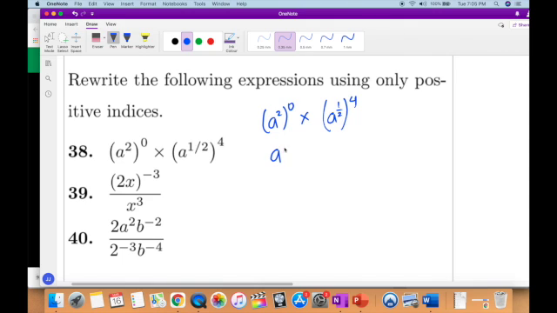So this will be a to the 2 multiplied by 0 is 0, multiplied by a to the a half times 4 is 2. So this is a squared, right? And remember, anything to the power of 0 is 1. So this is 1 by a squared, which is just a squared. So the answer for this is a squared.